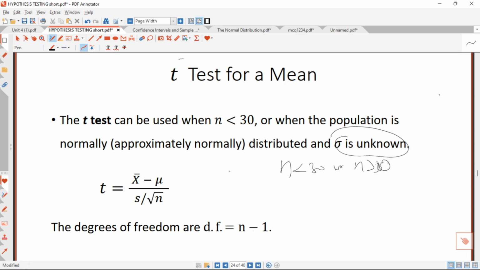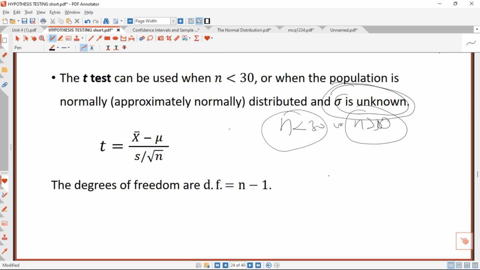So the main thing that you have to take note of is that when our population standard deviation is unknown, and either our n is less than 30 or greater than 30, we are going to use our t-test. So how will we perform the analysis, right?